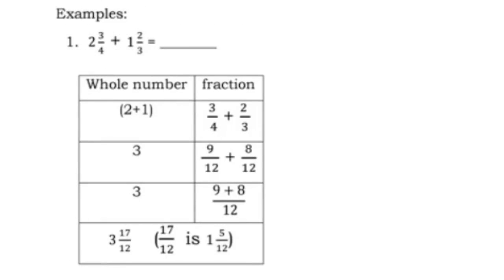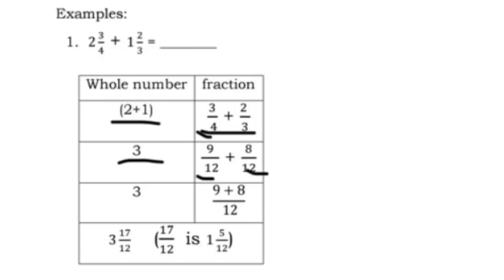So example 1 here, 2 and 3/4 plus 1 and 2/3. The whole numbers here are 2 and 1, so we're going to add 2 plus 1. Then you're going to add the fractions 3/4 plus 2/3. 2 plus 1 is 3. Then 3/4 plus 2/3, the LCD is 12. So 12 divided by 4 is 3, times 3 is 9. So you have there 9.